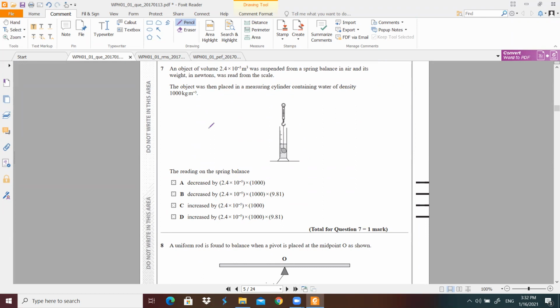Number 7 is really important. Everyone, please read the question yourself. Okay, so what does the question say? An object of volume is given. My suggestion is always mark the relevant keywords and the numerical values that are given, because most likely you'll have to use these. This is the volume. Highlight the volume part.